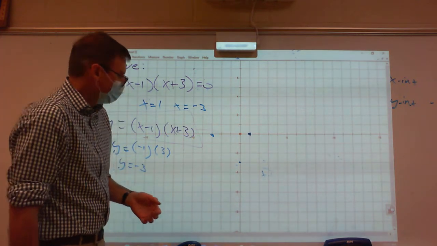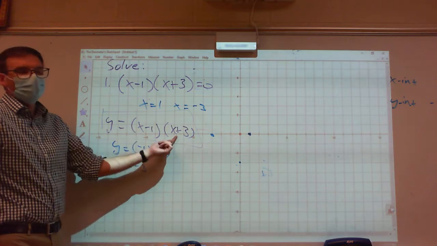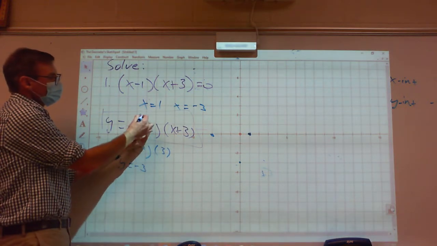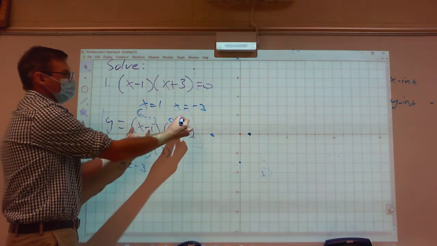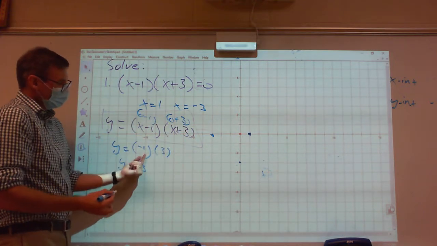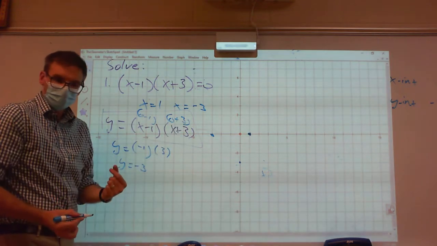Sorry, can you repeat that for y? Why is it -1 times 3? Because we plugged in 0 for x. So think of this as 0 minus 1 and 0 plus 3. And so 0 minus 1 gives you -1, and the 0 plus 3 gives you 3.